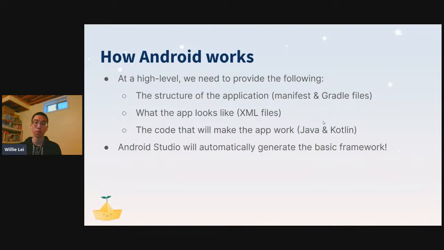So at a high level, we need to do three things. We need to define the structure of the application. We need to define what the app looks like. And we also need to actually write code to move the actual UI elements around and make the app actually work. So the first is defined within manifest and Gradle files. The second is in XML files, which are kind of like HTML if you worked with that before. And finally, we'll be actually writing some code in Java and Kotlin. It's really nice how Android Studio will create the basic framework of this application. It's kind of like React. It'll generate the main structure, and then you can add files within the folders that are created. So this makes it super easy to get started.